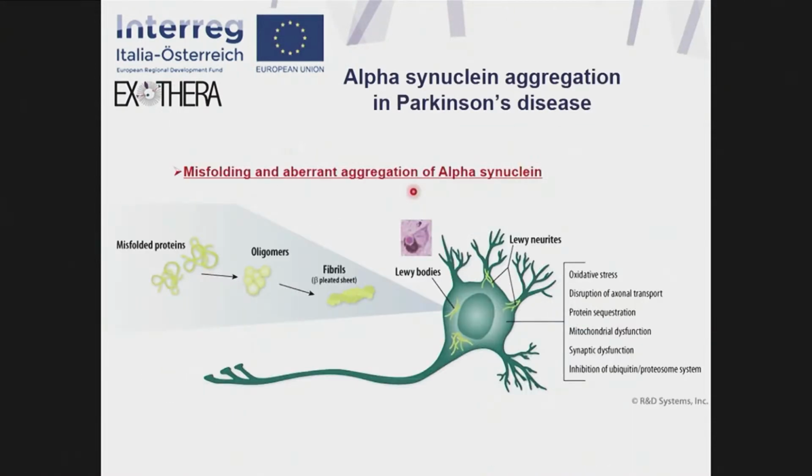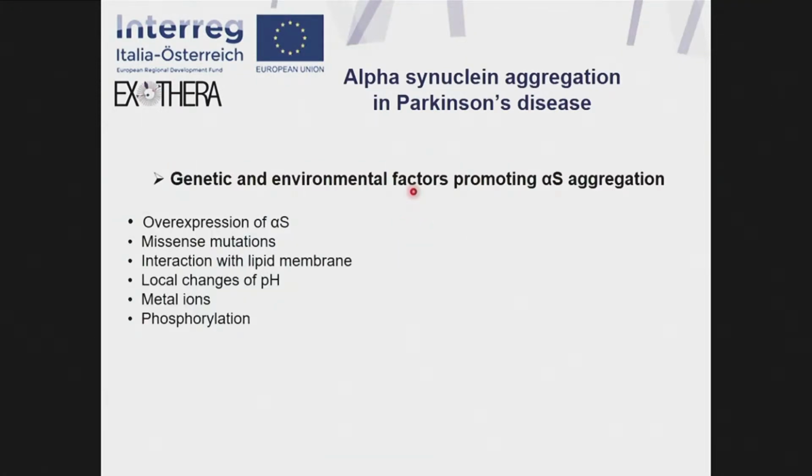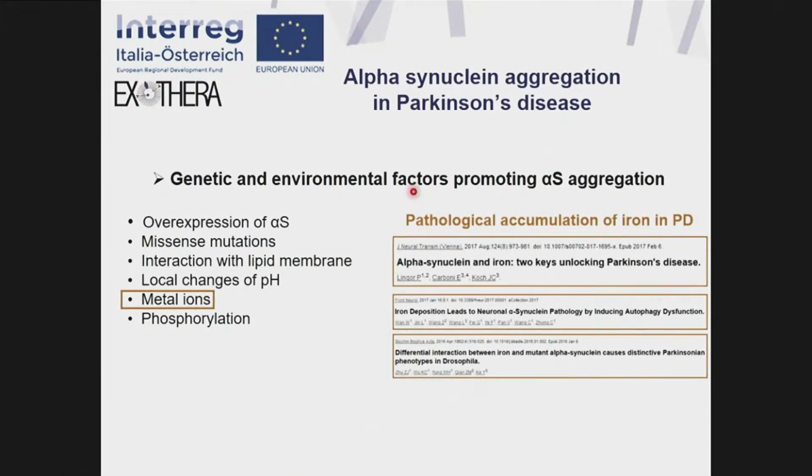But it is also involved in Parkinson's disease, and one of the main molecular events is the aggregation of alpha-synuclein, which leads to the formation of protein inclusions and several cell damages of neurons, leading to neurotoxicity. Regarding the aggregation of alpha-synuclein, we have different factors that can promote it. In our laboratory, we wanted to focus on a pathological condition, trying to correlate the aggregation of alpha-synuclein with the accumulation of iron.